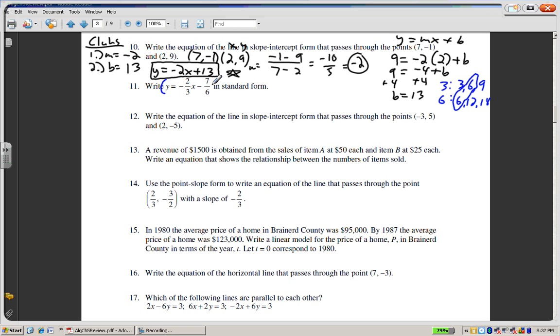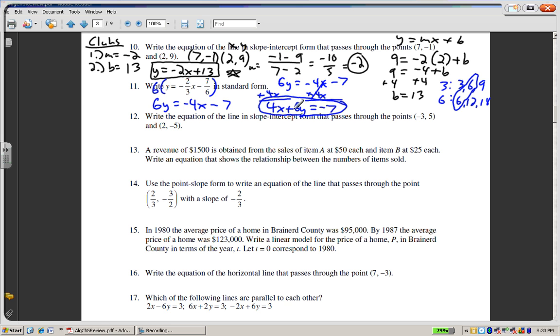So I'm going to multiply everything by a positive 6. 6y equals 6 divided by 3 is 2, times negative 2 is negative 4. Don't forget the x. Minus 6 divided by 6 is 1, times 7 is 7. So I'm going to bring this up here. I'm going to add 4x to both sides. So we have 4x plus 6y equals negative 7. And that is in standard form.